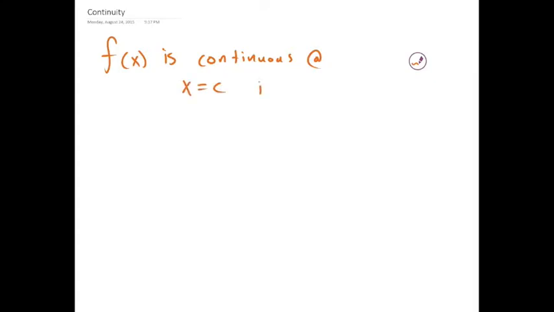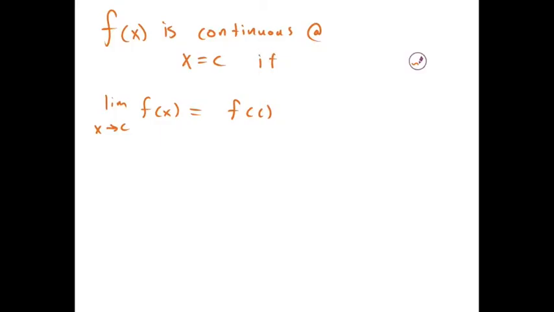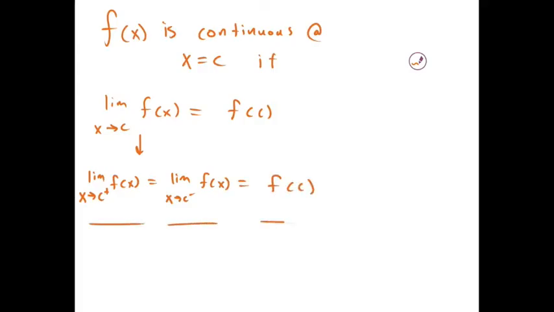Good luck. Continuity. A function called f of x is continuous at x equals c if this condition is met: the limit as x approaches c of f of x equals f of c. This also implies that the limit as x approaches c from the right of f of x equals the limit as x approaches c from the left of f of x equals f of c. So these three things must be equal to each other.